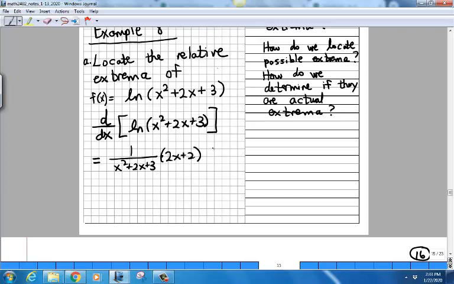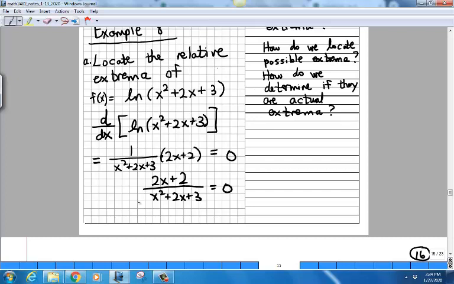And now what am I going to do with all of this? I wasn't just finding the derivative for fun, right? What am I going to do with all of that? Set it to 0, because what am I looking for? Critical values, right, okay? I'm looking for the critical values. All right, so we set this to 0, and that gives us this nice equation: 2x plus 2 over x squared plus 2x plus 3 is equal to 0.